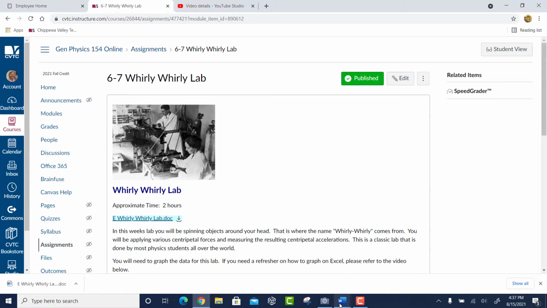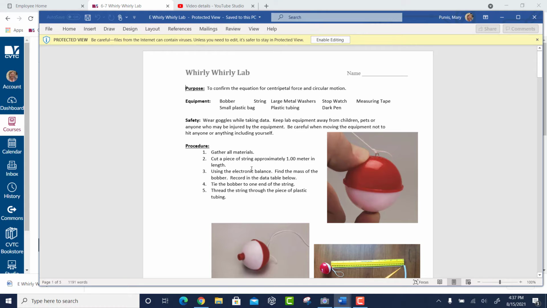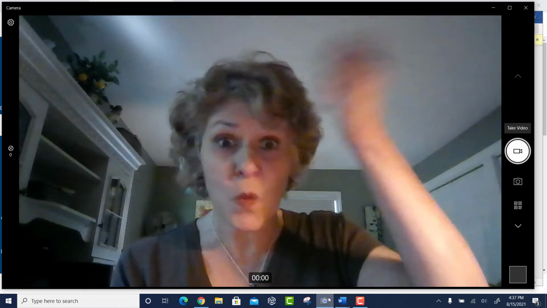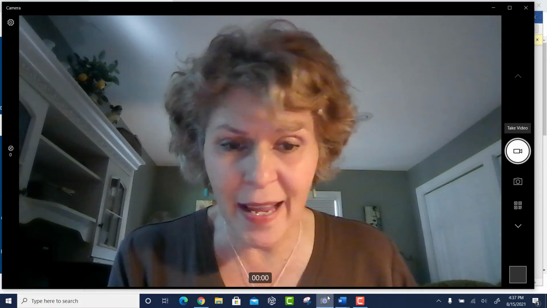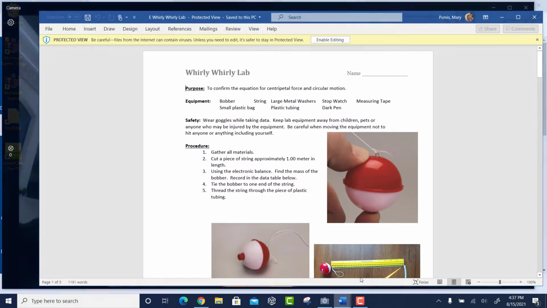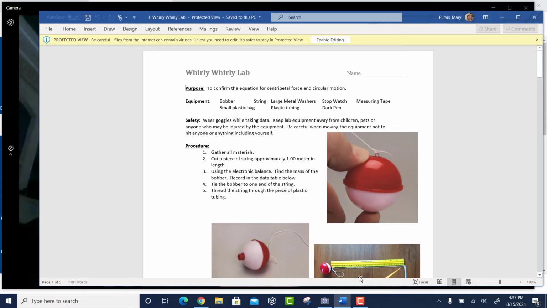Let's talk about our lab for this week, Whirly. The reason it's called Whirly is in this lab, you are literally going to be whirling things above your head. I've included lots of pictures because you need those to illustrate what you're going to do.